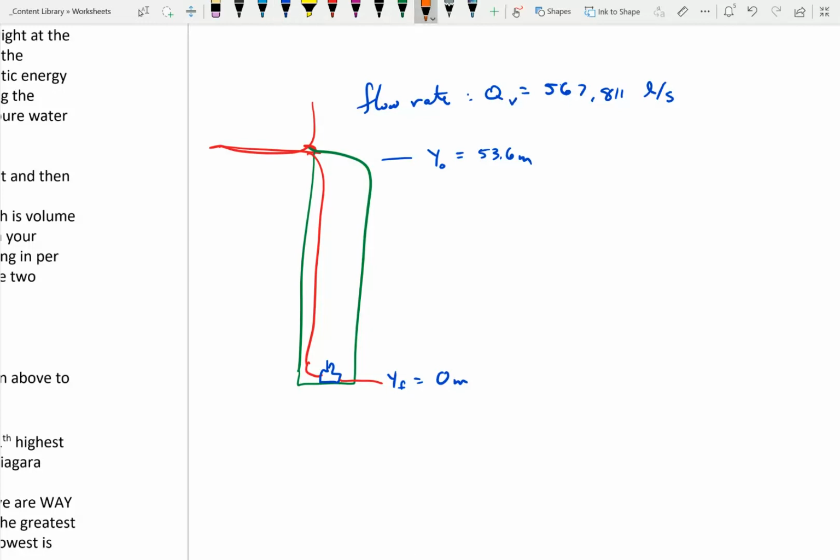The mass flow rate is going to be that Q volume flow rate multiplied by the density of the water. But the density of the water is 1 kilogram per liter. So that's going to be the same number, 567,811 kilograms per second.